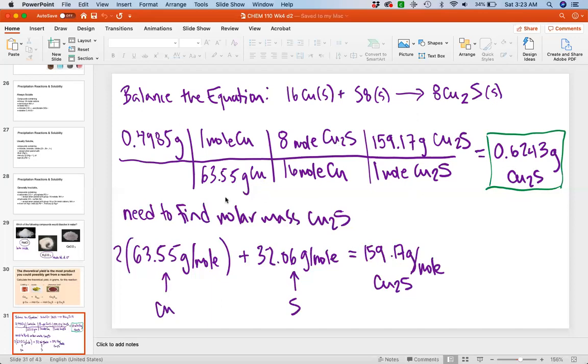And so in order to solve this type of problem, one of the things we're always going to have to do is find the molar mass of whatever chemical we're working with. So in this case, to find the molar mass of copper(I) sulfide, we know that we have 2 coppers, so 2 times 63.55 grams per mole. And then sulfur's molar mass from the periodic table is 32.06 grams per mole. If I add those together, that's how I get this number 159.17 grams per mole for Cu2S, which is what goes here, right? 1 mole of Cu2S is equal to 159.17 grams of Cu2S.